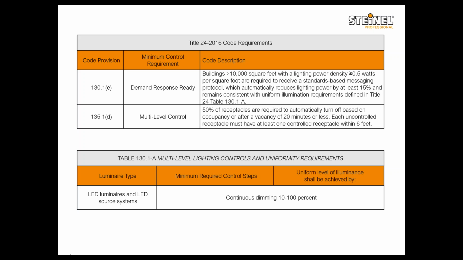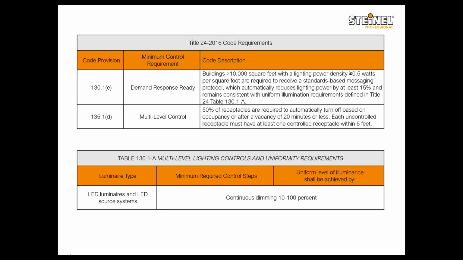And if you look at the text of the code, also in my previous table, there are a lot of places that it refers to table 130.1-5. It's a table that lists all the different fixture types and how they should accomplish multi-level lighting control and uniformity requirements with those fixture types.